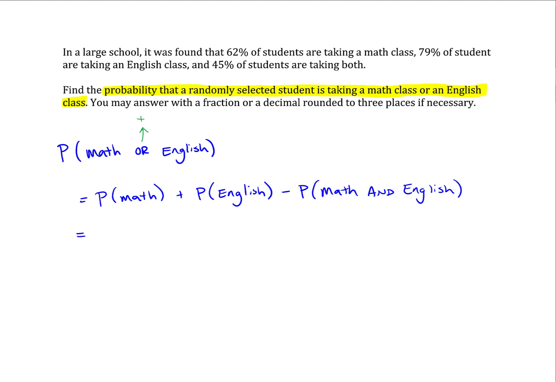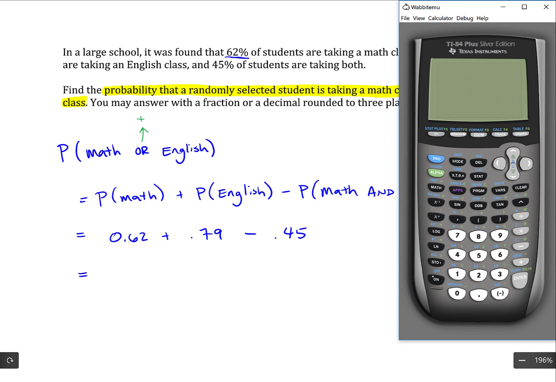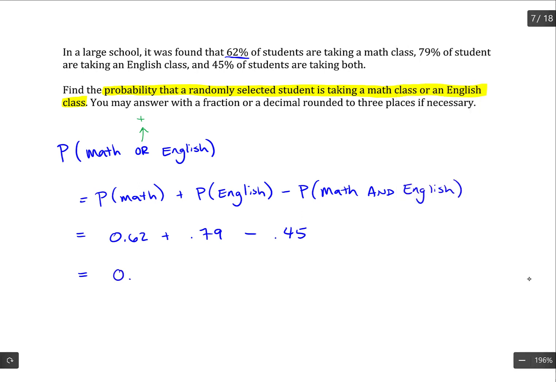So the probability that a student is taking math, we can interpret this percentage as a probability, so 0.62. Probability of a student taking English would be 0.79. And the probability that they're taking both, we have 0.45. Now we'll just let the calculator come up with our answer for us. 0.62 plus 0.79 minus 0.45. And that is 0.96.